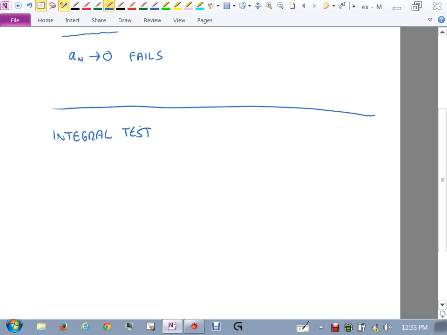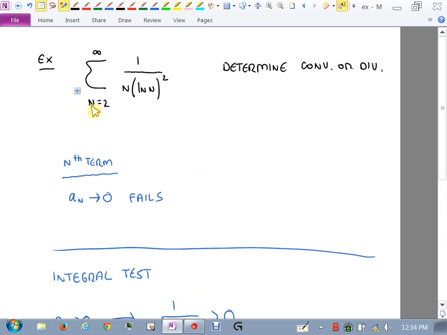The first condition we need is what? a sub n must be positive. Let's go ahead and check that. Is 1 over n natural log n squared greater than 0? Well, kind of. The denominator can actually be 0 if n is 1, can't it? What's the natural log of 1? 0, right? And that's not a problem because where does my series start? At 2. So we're avoiding it.